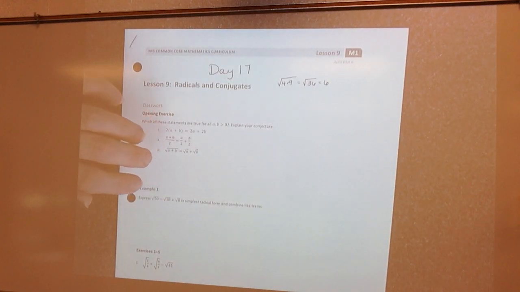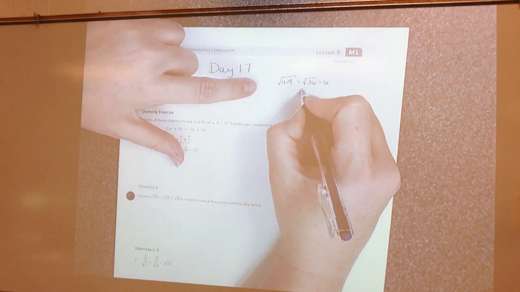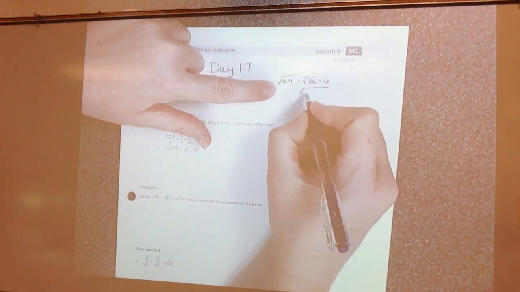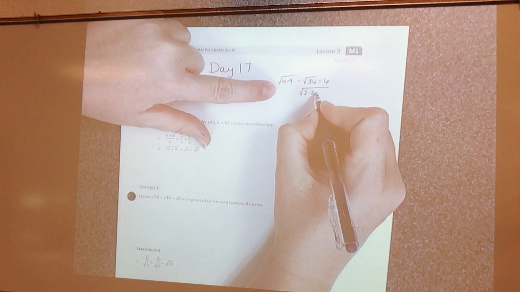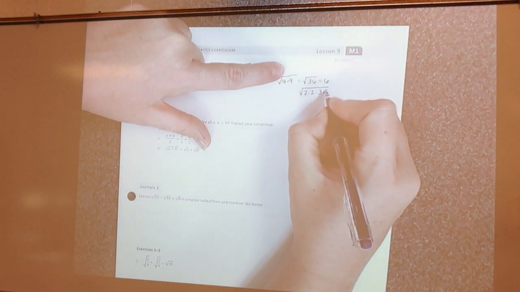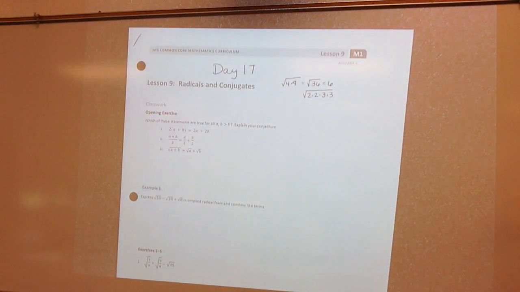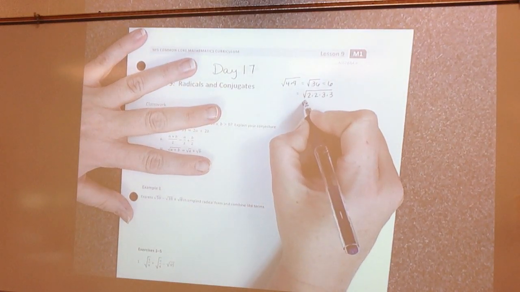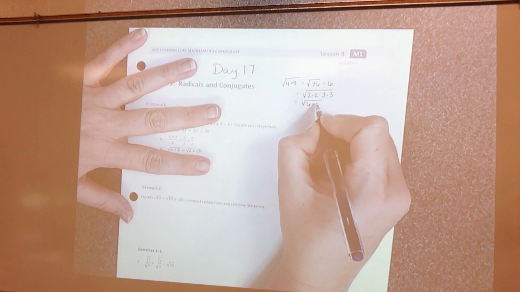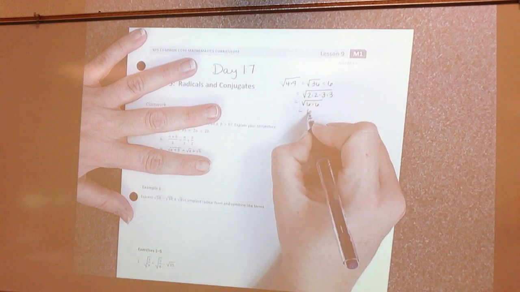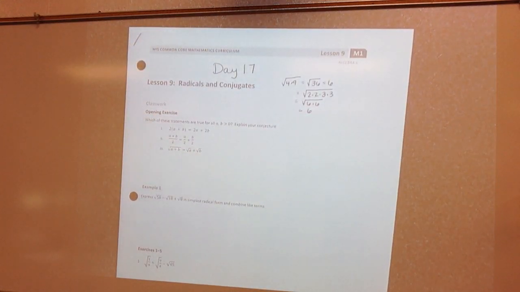Or I can break it down like this. I can take the square root of 4, which is 2 times 2, and the square root of 9, which is 3 times 3, and then I can get to the square root of 36, which is the square root of 6 times 6, which equals 6. Okay? So the multiplication of radicals, or square roots, can be worked like this.